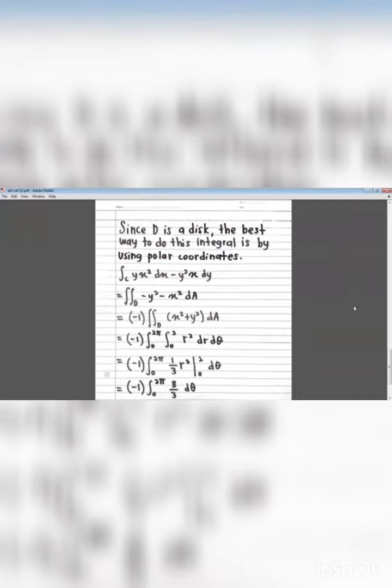Since D is a disk, the best way to do this integral is by using polar coordinates. So we will factorize this equation first and bring negative 1 outside, and we will get x squared plus y squared inside. According to polar coordinates, x squared plus y squared becomes r squared. So we execute this integral and we will get the final answer, negative 16 pi over 3.